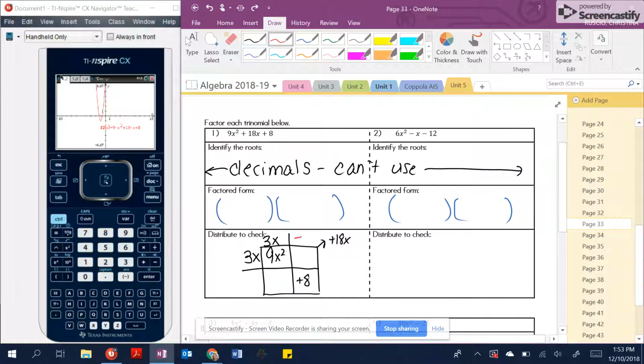So what are other numbers? 2 and 4 multiply? Let's see if those work. So 12x and 6x. I found my winner. 12x and 6x combines to 18x. We have our answer: 3x plus 4, 3x plus 2. I'm getting those factors from these sides here.